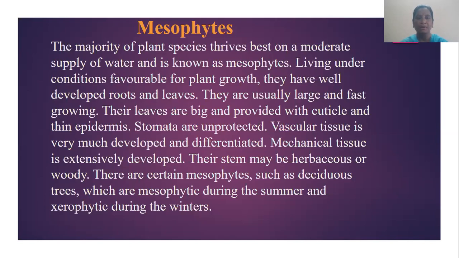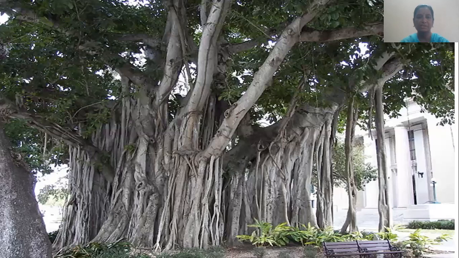Their leaves are big and provided with cuticle and thin epidermis. Stomata are unprotected. Vascular tissue is very much developed and differentiated. Mechanical tissue is extensively developed. Their stem may be herbaceous or woody. There are certain mesophytes, such as deciduous trees, which are mesophytic during the summer and xerophytic during the winters. These are the mesophytes.